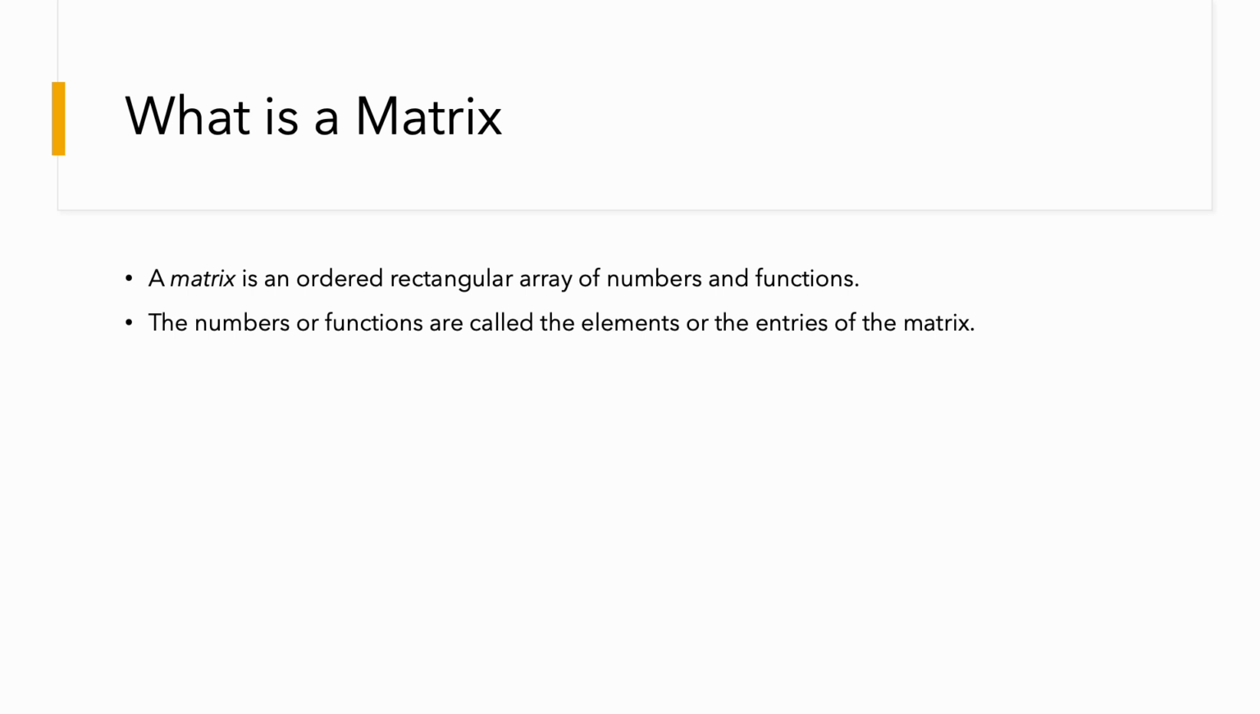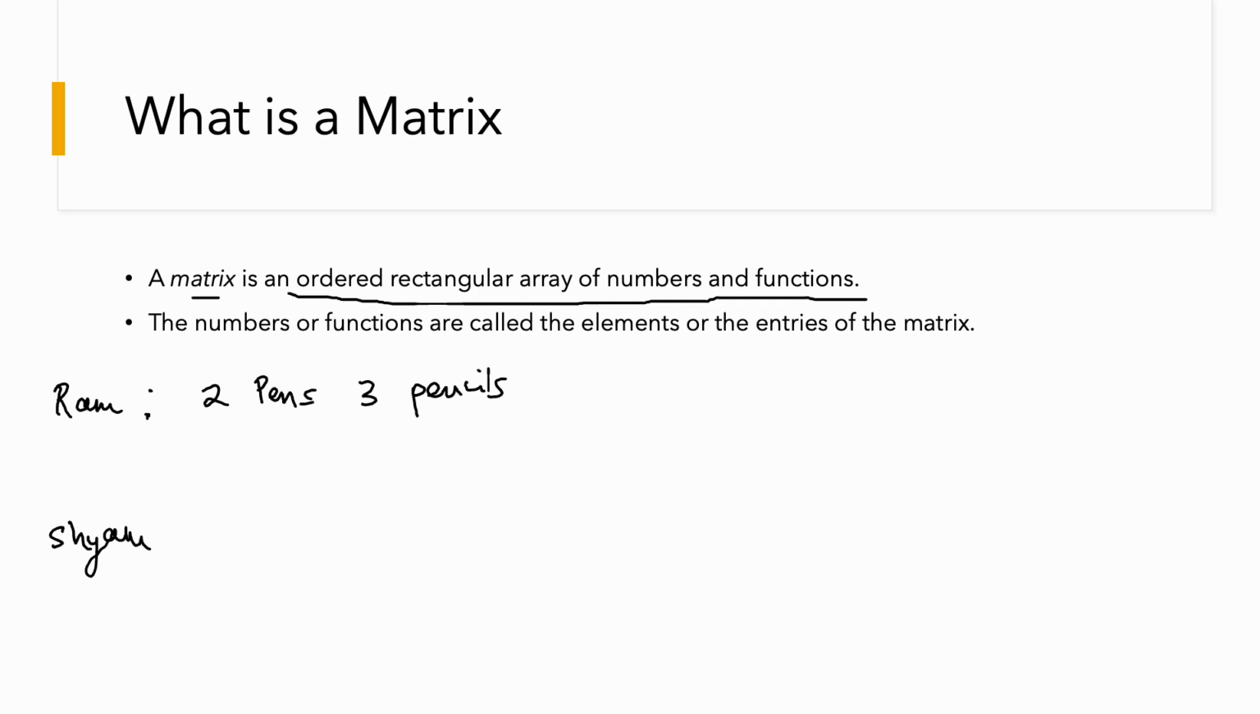So first of all, what is a matrix? A matrix is an ordered rectangular array of numbers and functions. So let's say if I have some information, how would I represent that information in the form of a matrix? Let's say you have two students, Ram and Sham, and Ram has two pens and three pencils, and Sham has four pens and five pencils. How are we going to represent this information in the form of a matrix?